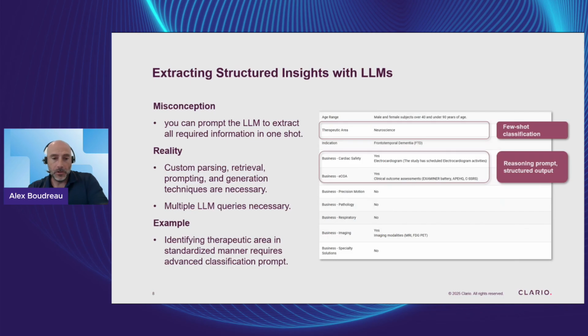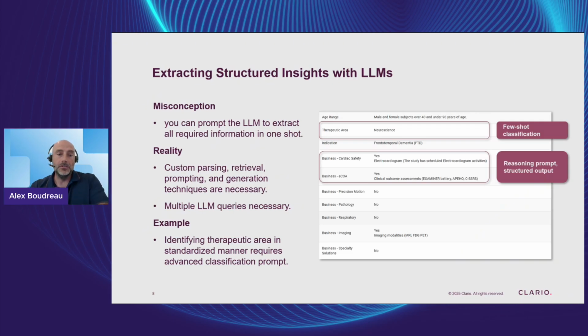Now, if you're familiar with large language models in GenAI for document analysis or summarization, you might say, well, we can use a single prompt and extract all the information we want from those documents. But if you're looking at specialized analysis and domain-specific information, I would say that's actually a misconception. You can't just use a single prompt to extract all the information that you need. In fact, what you generally need to do is build a solution that includes some custom parsing, retrieval, prompting, and generation techniques for your use case.